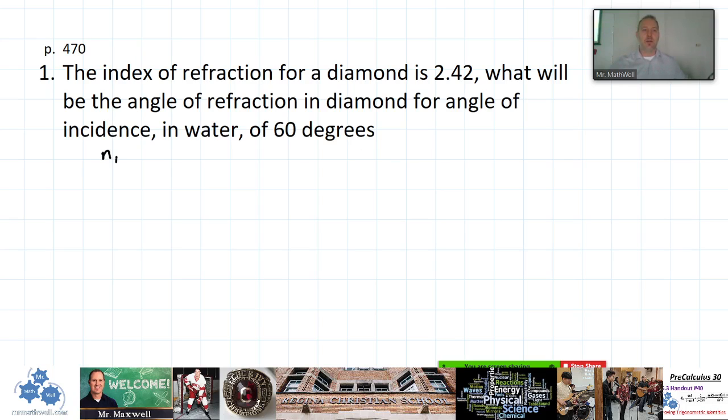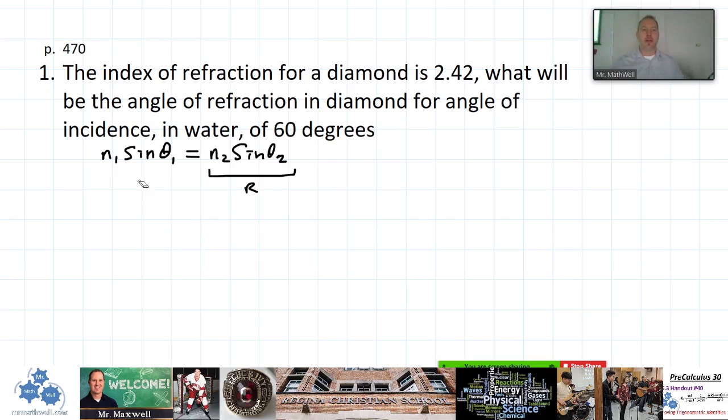N1 sine theta 1 equals N2 sine theta 2. So we have to remember that this is the angle of incidence side over here, and this is the angle of refraction side over here. As long as we put the pieces of the puzzle in the proper spots, we'll be able to do our math and get our answer.